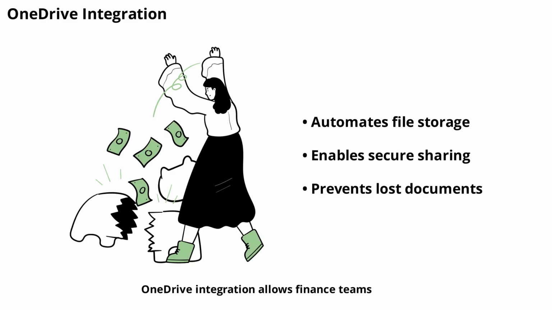OneDrive integration allows finance teams to automate file storage and sharing. For example, when a financial report is finalized, Power Automate can save it to a specific OneDrive folder and share it with stakeholders. This ensures secure access and easy retrieval of important documents, reducing the risk of lost files.